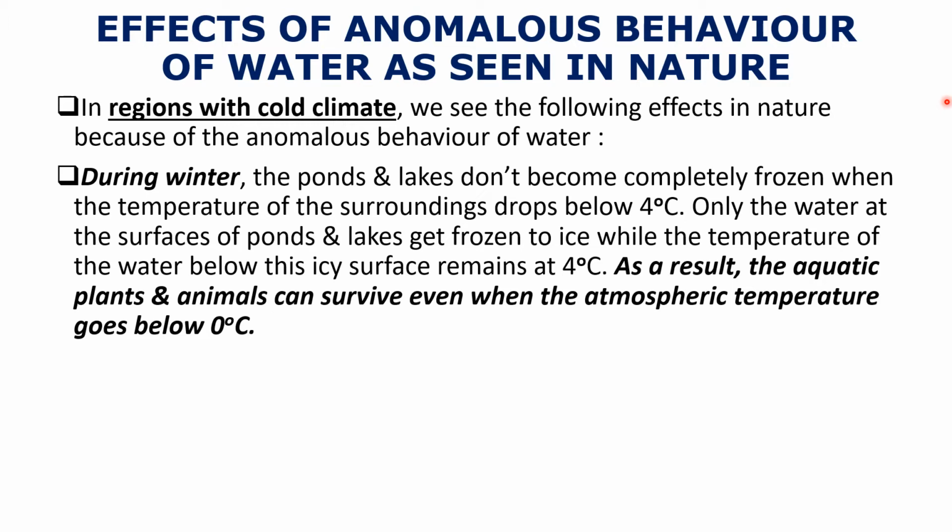Only the top layer, the top surface of the pond and the lake becomes ice, and the temperature of the water below it in the whole lake or pond remains at 4 degrees Celsius. As a result of this, the aquatic plants and animals can survive even when the atmospheric temperature goes below 0 degrees Celsius. God has blessed water with this anomalous behavior so that aquatic life can survive in very cold climates or at cold temperatures.